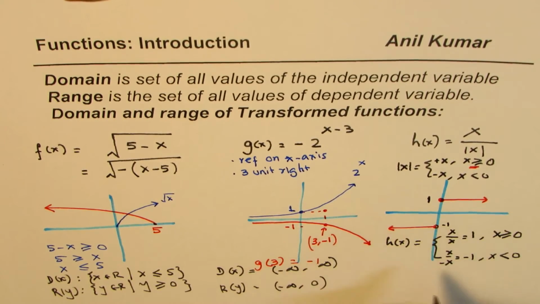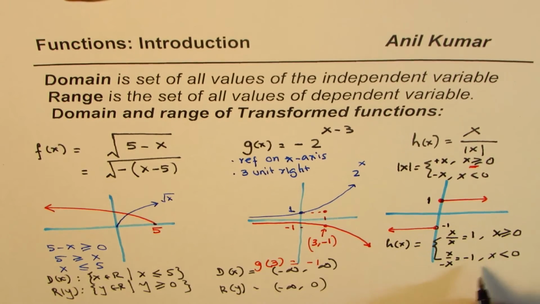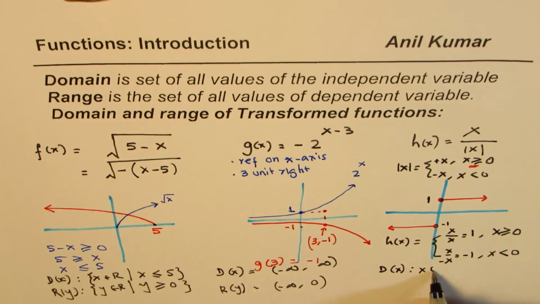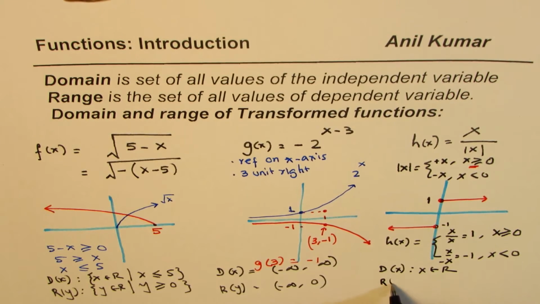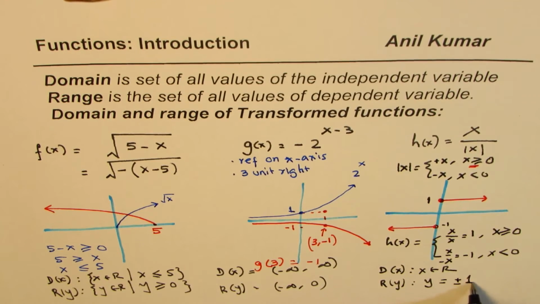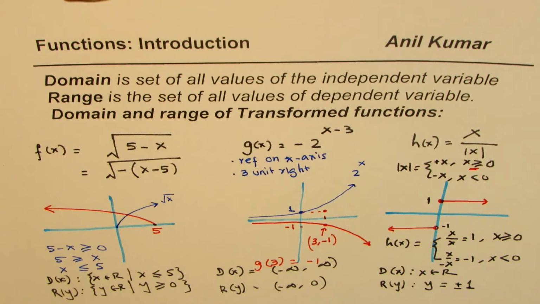So from here, what is the domain and range of the function? Can you write it down? Okay, so we see that the domain of this function is indeed x belongs to real numbers, but as far as the range is concerned, what is that? So the range of this function is y equals either plus 1 or minus 1. Do you see that? So the range is restricted. It is plus or minus 1 for this particular function.